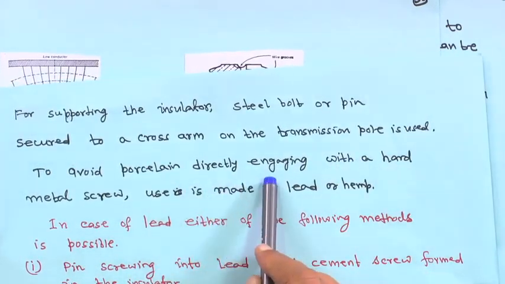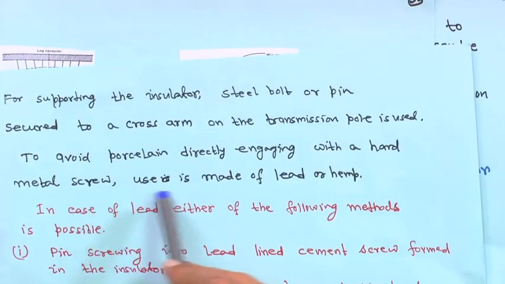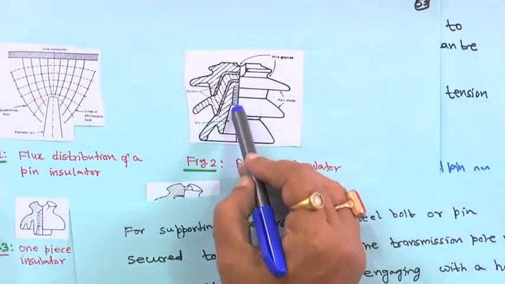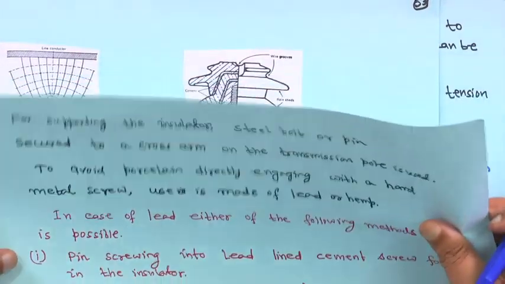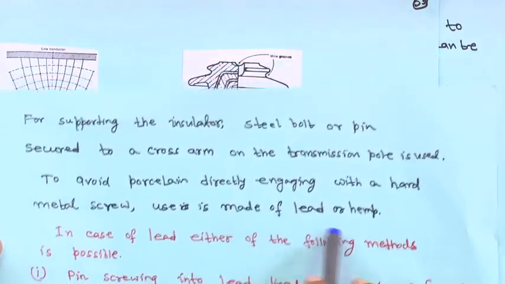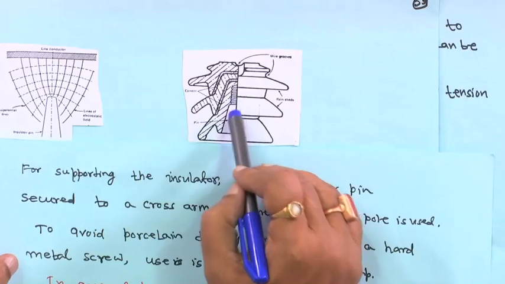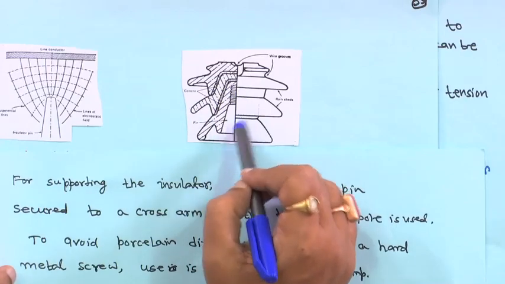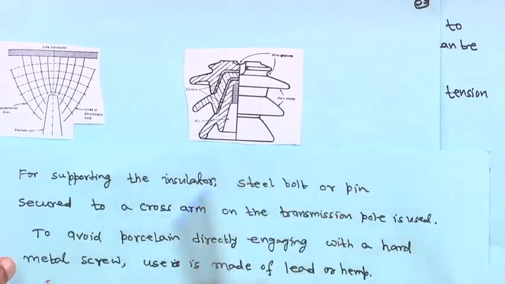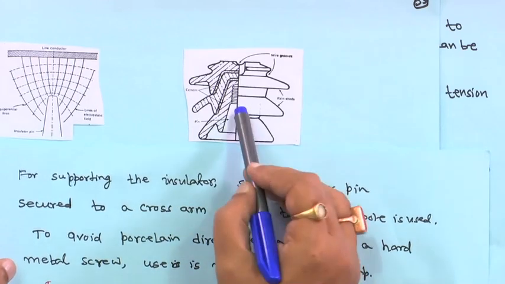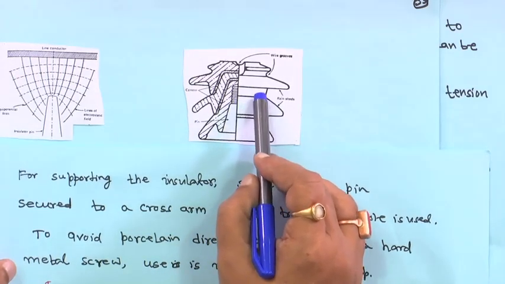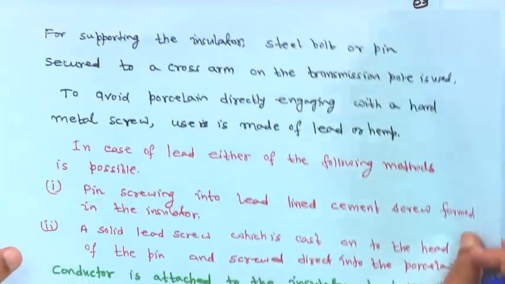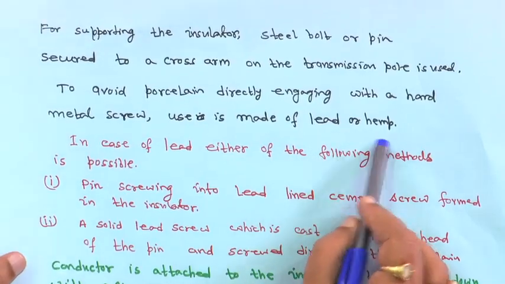To avoid porcelain directly engaging with a hard metal screw, use is made of lead or hemp, right. So, this is not fully seen, but this is the screw, and these are cemented. The screw is tightened to the cross arm such that it will not touch the insulating material, the porcelain will not be touched, I will come to that, but that is why it is cemented, and with a metal screw, use is made of lead or hemp, generally lead, right.